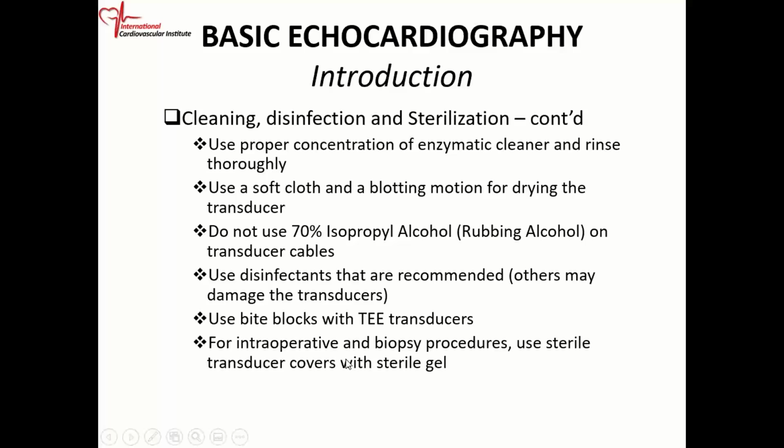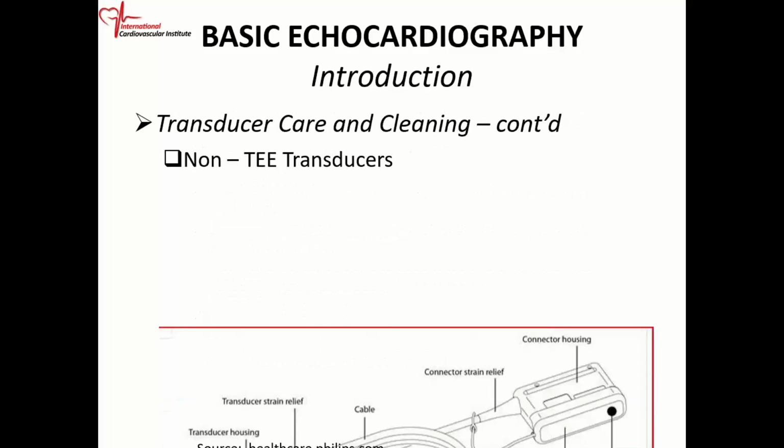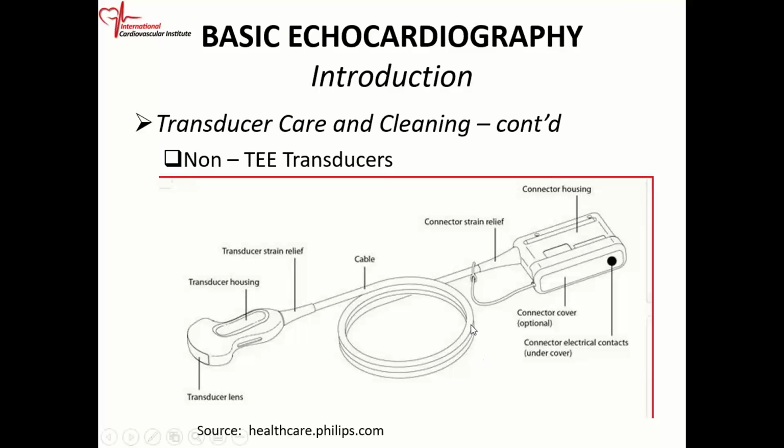If you're going to do this, sometimes we have a sterile covering for the transesophageal probe, or even for the transthoracic probe, you can use sterile covers, but that's not important. So this is what a regular probe looks like. You have the connector, then you have the cable, and then this is the probe itself. There's a lens right there, okay? So this is what a regular transducer looks like, okay?